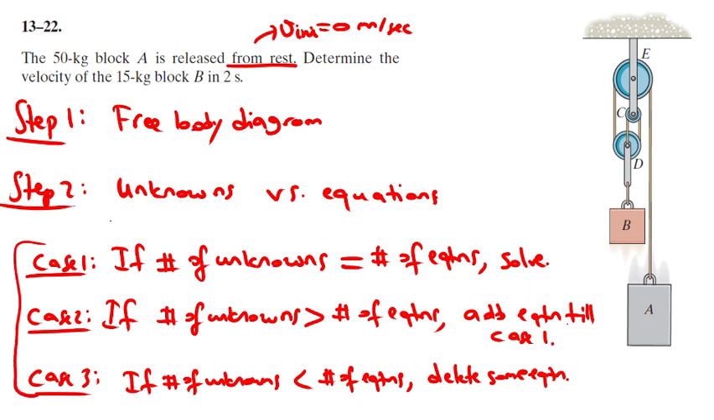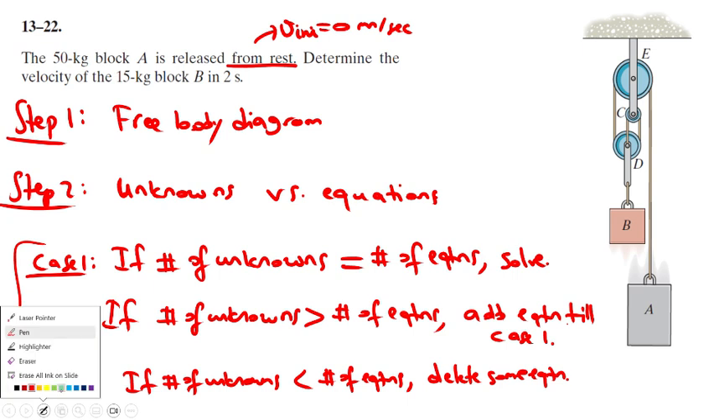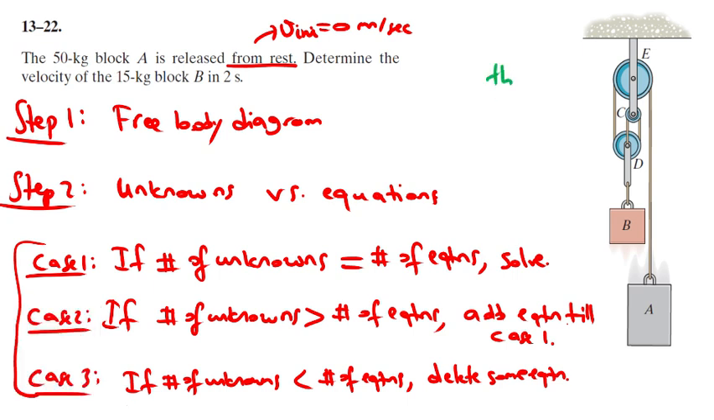Firstly, let's start with the free body diagram. We have one rope. That rope goes here to pulley E, and then from pulley E to pulley D, and then around pulley C, and then comes back to pulley D. Then we have the B, and then we have the A.